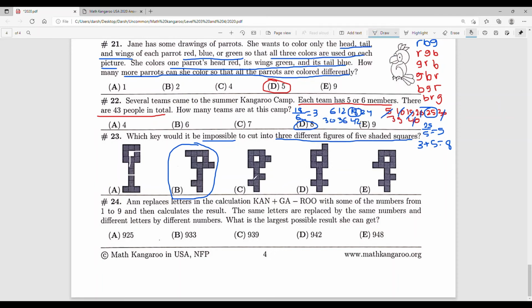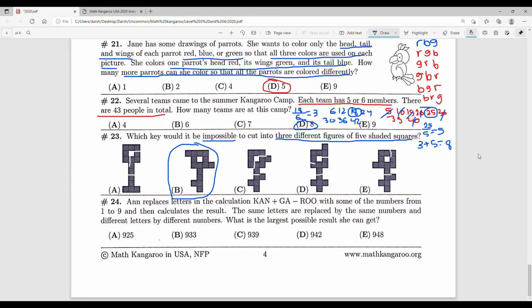So for C, we can make one cut here, one cut here, and then one cut here, and you can see they're all different. Next, D. We can make one cut here, and one cut here. And once again, we see there are 5 shaded squares of 3 different figures. So once again, D is possible. And E, we can do one here and one here. And we can see they're all different. So once again, E is possible. So the answer number 23 is B.